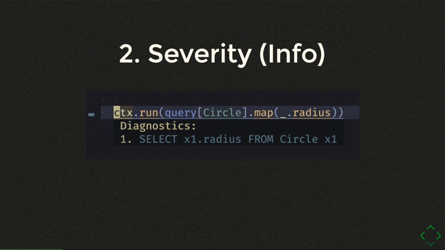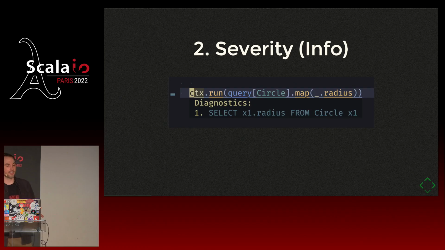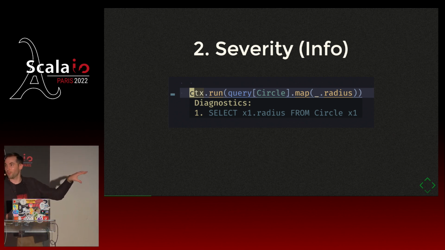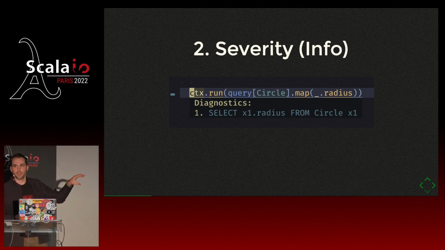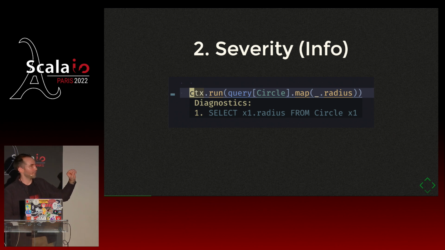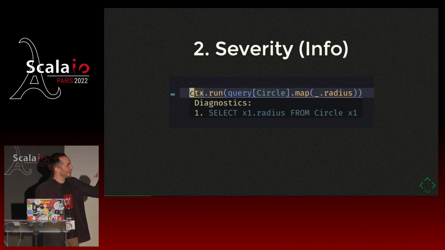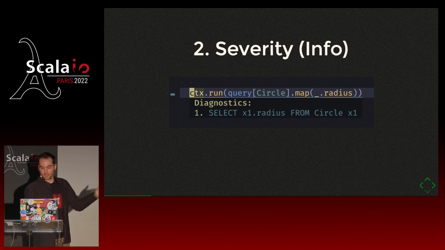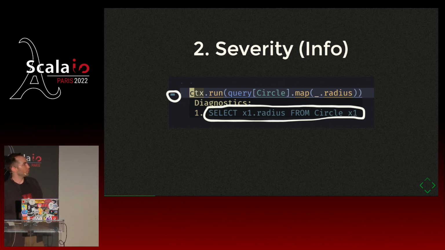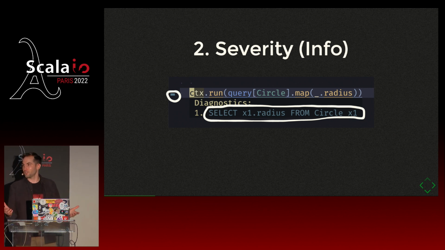And now we have info, and this is getting a little more interesting. This is still called a diagnostic, but it's not necessarily something that's wrong. This is actually an example from Quill, because there aren't many libraries in Scala that make use of these. This is one of the coolest things ever: you have a query here in Quill, and there's an info diagnostic, indicated by blue, that will show you some related information about this diagnostic.